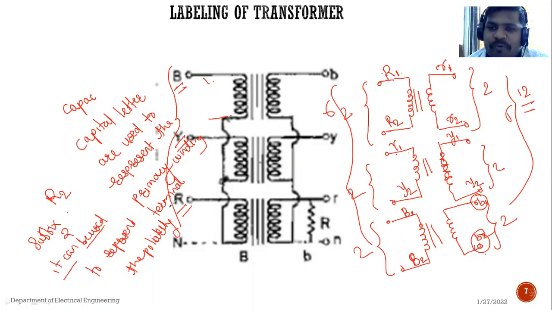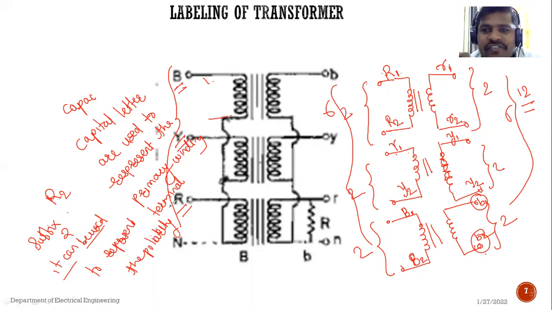If I want to represent positive polarity, I am representing suffix 2. If I want to represent the negative polarity, then I will use suffix 1. So for each side, that is primary as well as secondary, the representation will be like this: R1, R2.